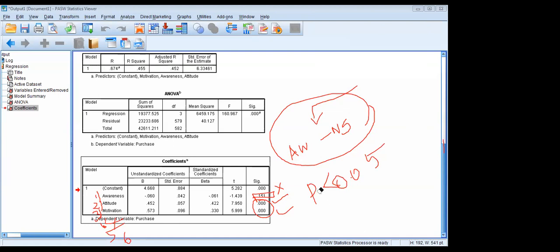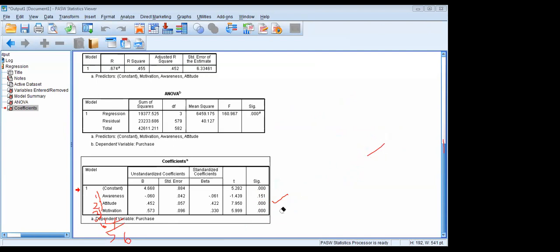Okay, is it clear to all? Hello? Participants, clear? Yes. Are you understanding the significance of the table?